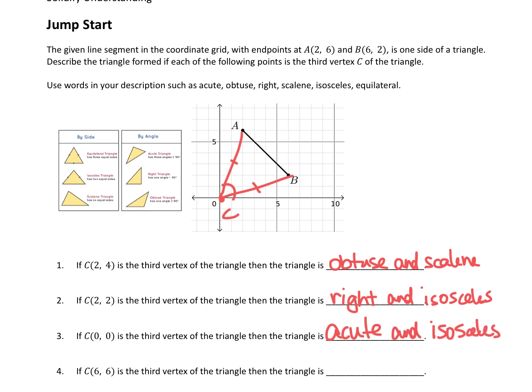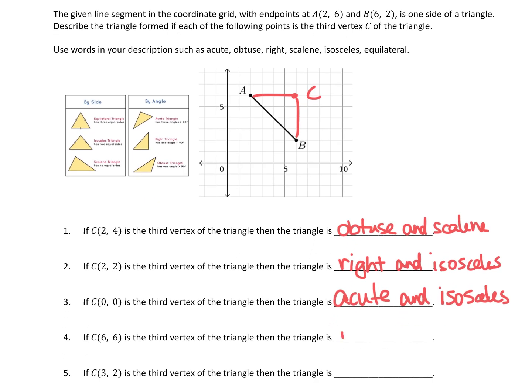Okay, let's move on to number 4. So in number 4, we put our point at 6, 6, which is over here. So that'll be our new C. And that one definitely looks like a right triangle. And these 2 sides look equal to me, so that'll be isosceles again. Okay. All right, let's go ahead and do our last 2.